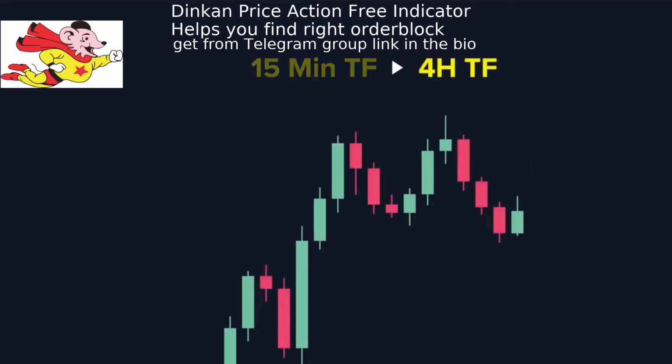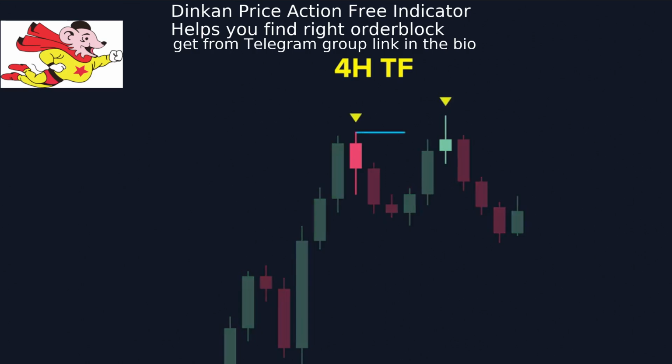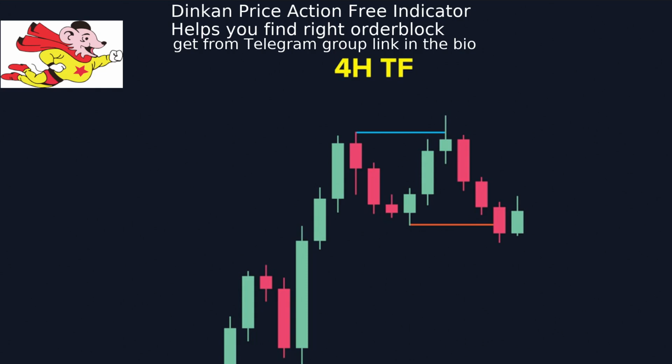Because when we zoom out onto the 4-hour time frame to look at the larger market structure, we can actually see that the price action is currently in the process of playing out a typical market maker sell model. This is because we have a liquidity sweep at the top of the chart, which is then followed by a change of character, suggesting that the directional bias has now switched to bearish.